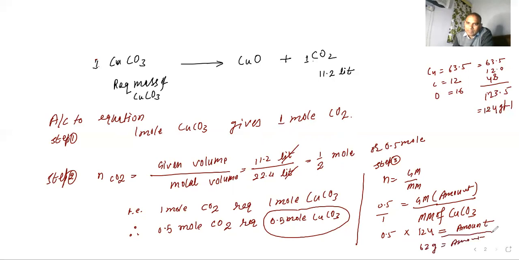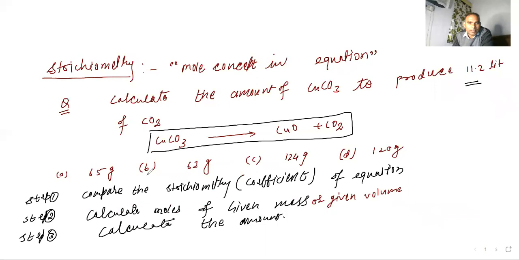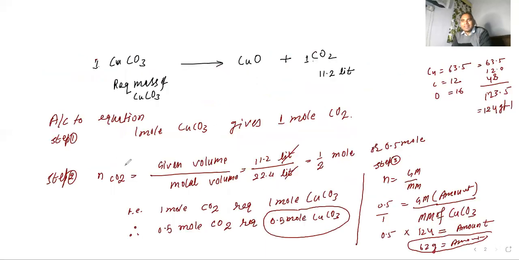Can you understand this? So which option is correct? You can check out. 62. Option B is correct. Are you able to understand this? Yeah. Tell me. Yeah, good.